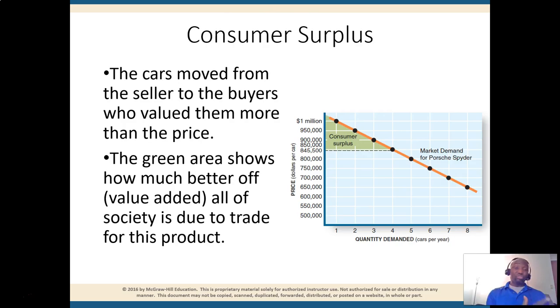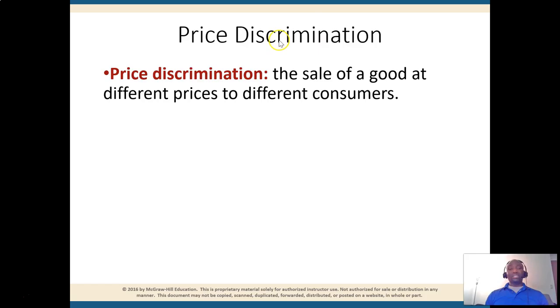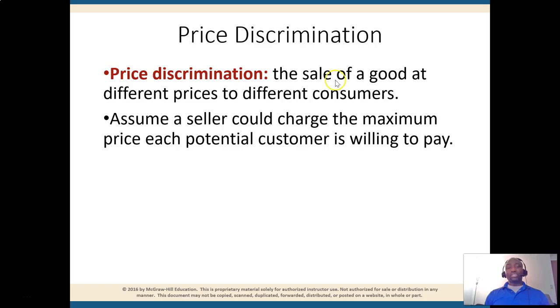And then another element is price discrimination. Price discrimination basically means setting a price for each customer. An example is the MBTA, the public transportation in Massachusetts. There is a price for young people, a price for students, a price for older people. So there are some different price systems, especially with the MBTA being a monopoly. But businesses would love to do that if they can know your willingness to pay. So price discrimination is the sale of goods at different prices to different consumers.